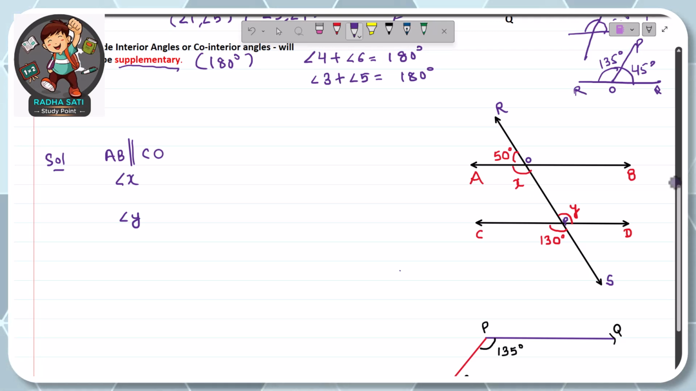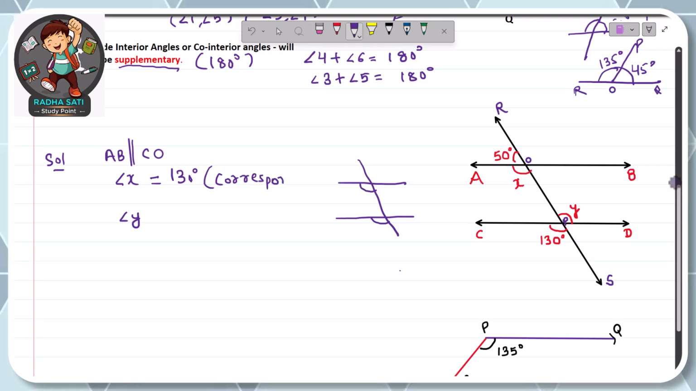Okay, so now let's see. Angle ROA is 50 degrees, it is given, and this X we have to find out. You can see that if these two are parallel lines and this line is intersecting, then this angle and this angle are known as corresponding angles, and corresponding angles will always be equal. This means angle AOS will be equal to angle CPS. So angle X will be equal to 130 degrees. Why? Because these are corresponding angles.